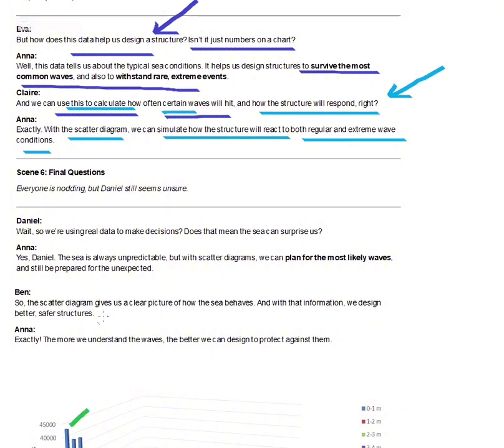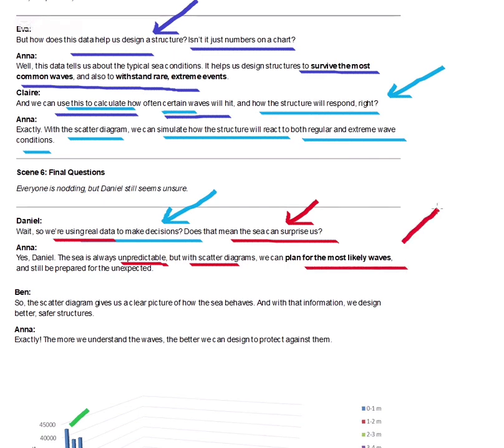So we are using the real data to make decisions. Does that mean the sea can surprise us? Yes, the sea is always unpredictable, but with the scatter diagram, we can plan for the most likely waves and still be prepared for the unexpected.